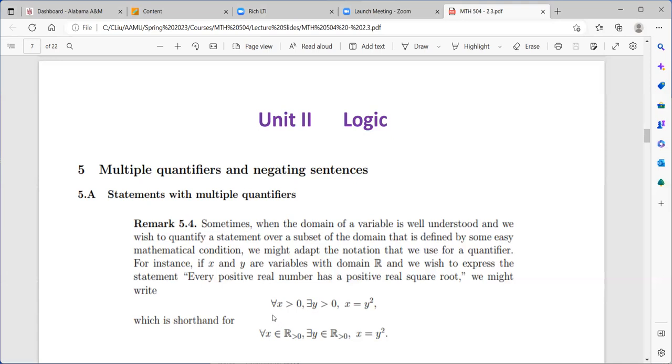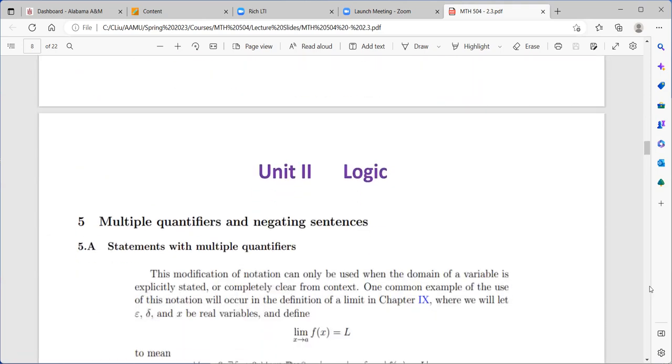So then we can write this statement in short notation in symbolic logic as: for x greater than 0, there exists y greater than 0 such that x equals y squared. So we don't need to write the set notation belonging to; we just write arbitrary x greater than 0, because there exists y greater than 0. That's good enough, and we have seen that a lot before.